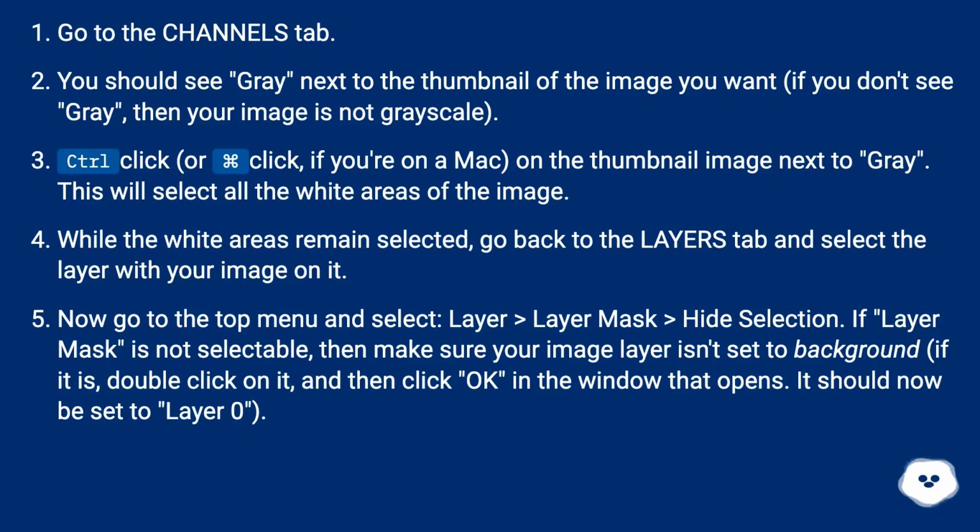While the white areas remain selected, go back to the Layers tab and select the layer with your image on it. Now go to the top menu and select Layer, Layer Mask, Hide Selection. If layer mask is not selectable, then make sure your image layer isn't set to background. If it is, double-click on it, and then click OK in the window that opens. It should now be set to Layer 0.